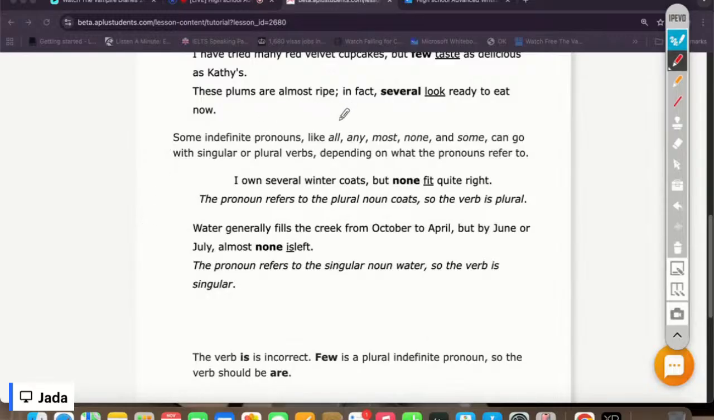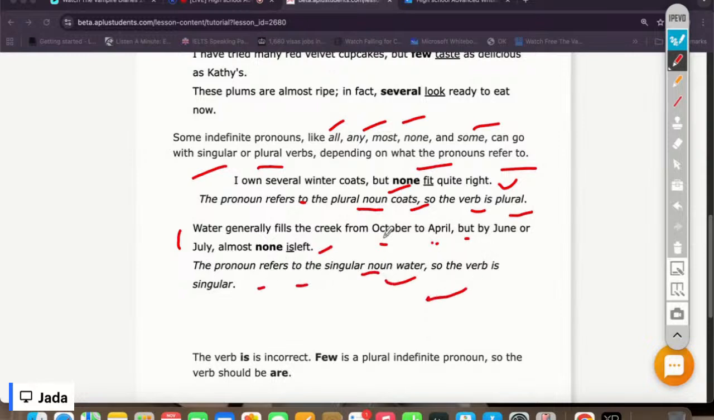Some indefinite pronouns like all, any, most, none, and some can go with singular or plural verbs depending on what the pronoun refers to. So I own several winter coats, but none fit quite right. Okay. So any of these indefinite pronouns can go with either singular or plural depending on what the pronoun refers to. Now the pronoun refers to the plural noun coats, so the verb is plural. Okay, so none. Water generally fills the creek from October to April, but by June or July, almost none is left. Now, the pronoun refers to the singular noun water, so the verb is singular. Okay.